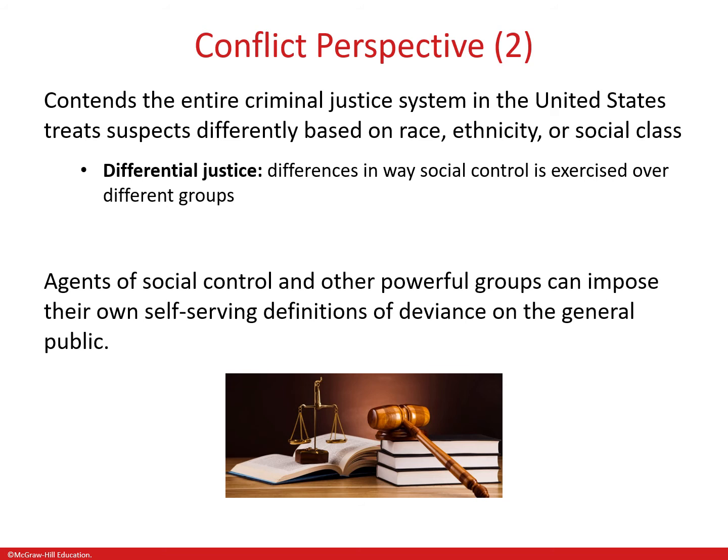This perspective contends that the entire criminal justice system in the U.S. treats suspects differently based on their race, ethnicity, or social class. So we have this concept called differential justice, where conflict theory suggests that criminal suspects are treated differently. African Americans and Latinos, for example, are at a disadvantage in the justice system, both as juveniles and adults. And this may lead to increased violence and crime as those who view themselves as victims of unfair treatment strike out, but not necessarily against the powerful so much as against their fellow victims.